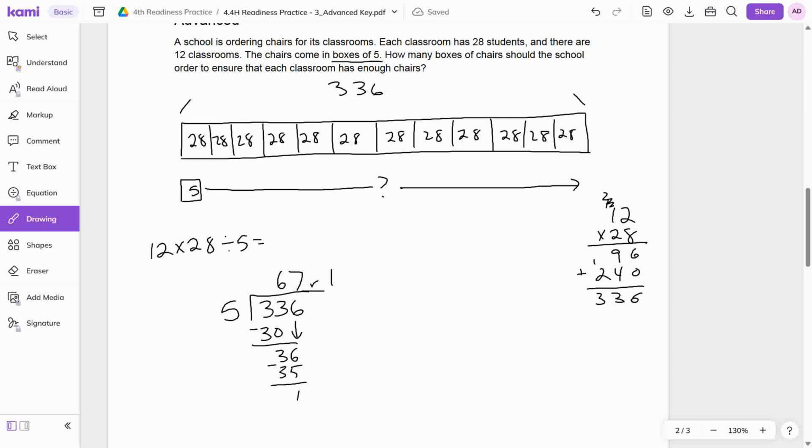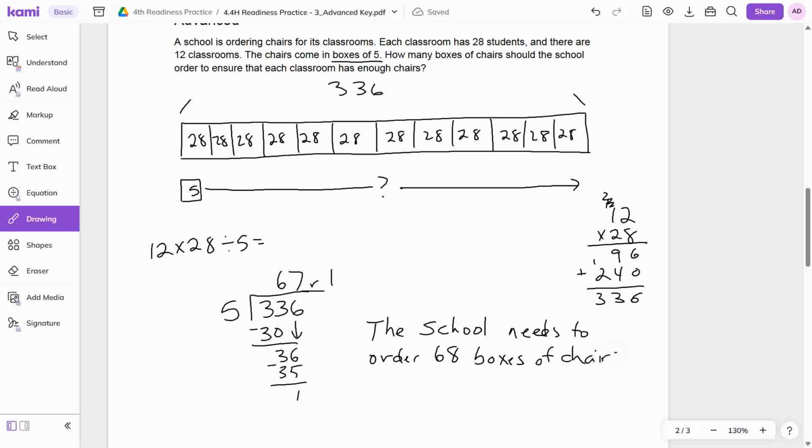Unless there's one kid we don't like and we want to have to stand all day, we're going to have to get another box. Even though it's going to give us 4 extra chairs, we're going to need to get 68 boxes, because we need to be able to pick up that one extra kid that does not have a chair. So we'll say the school needs to order, and we'll say 68, not 67, because you can't order 67 remainder of 1, and they come in boxes of 5. You can't order a partial box. 68 boxes of chairs.